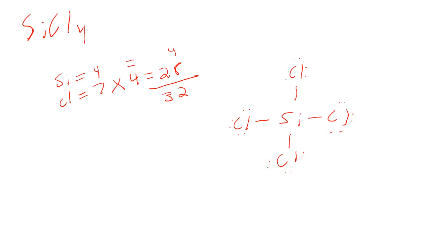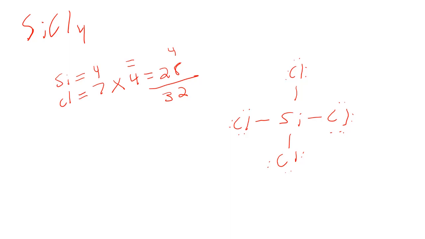And then we are going to double check that we have the correct number of electrons. So we have 2, 4, 6, 8, 10, 12, 14, 16, 18, 20, 22, 24, 26, 28, 30, 32, which is exactly the number of electrons that we're supposed to have. So this is our Lewis structure for this molecule.